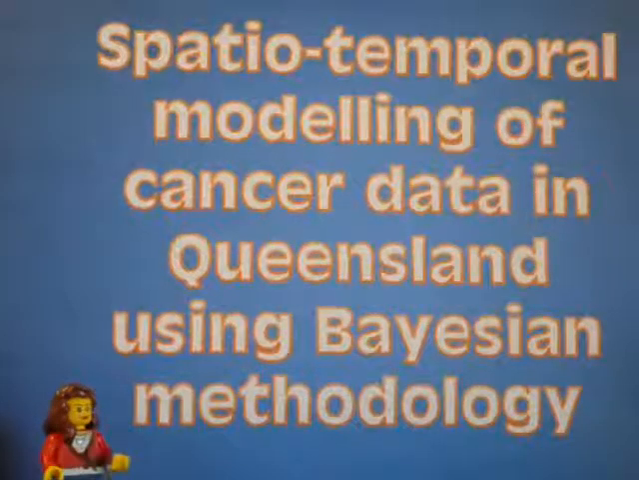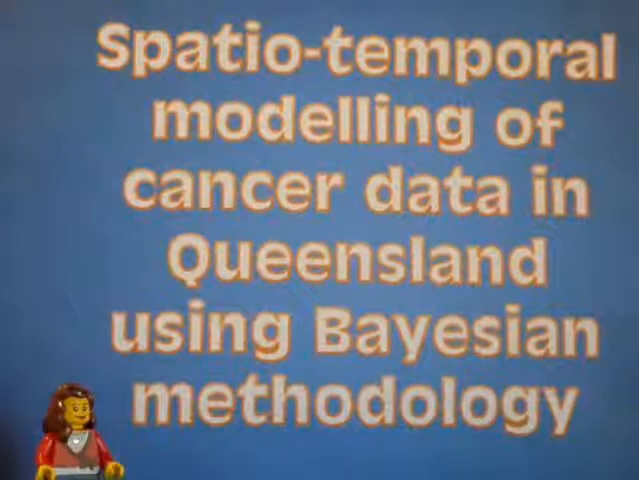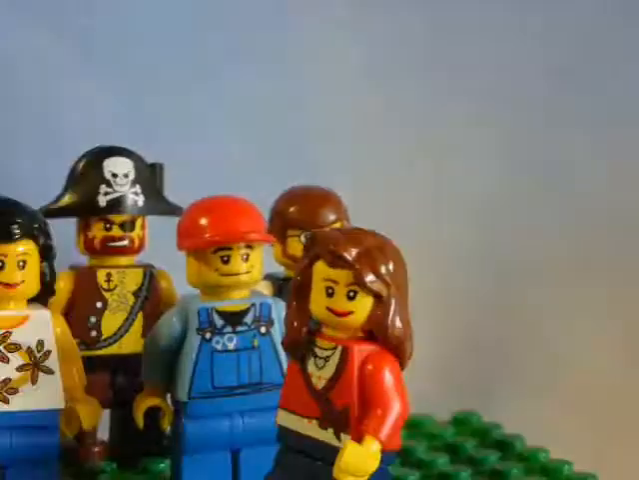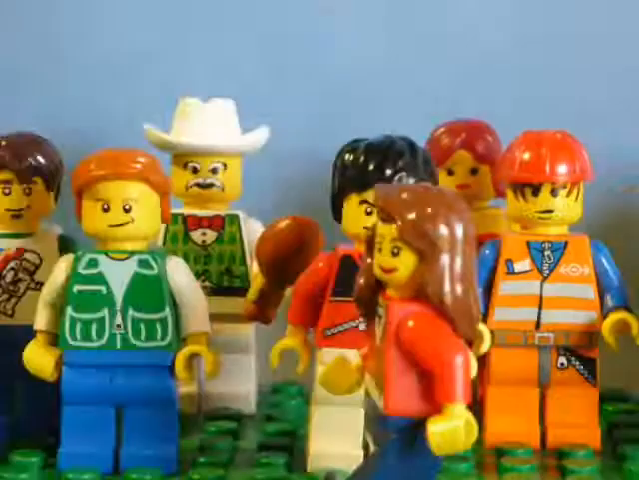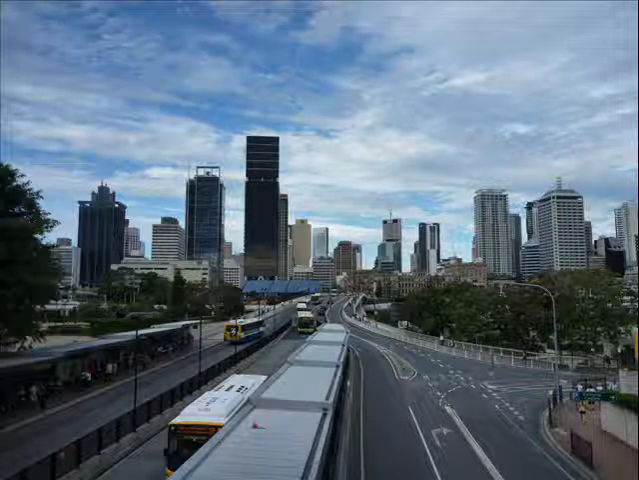Hello, I'm Susanna, and my PhD topic is spatiotemporal modelling of cancer data in Queensland using Bayesian methodology. Queensland covers an area of almost 2 million square kilometres and has a population of 4.4 million people, with the majority concentrated along the coastline, particularly in the southeast corner.